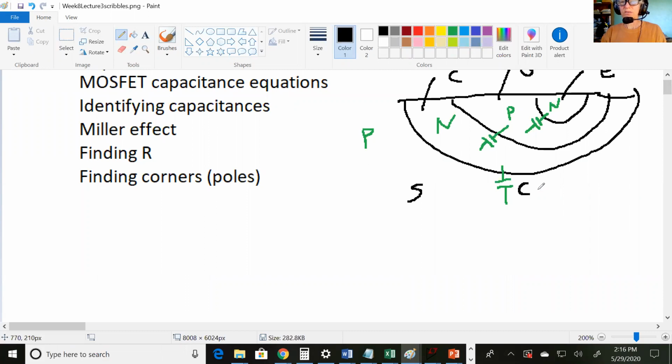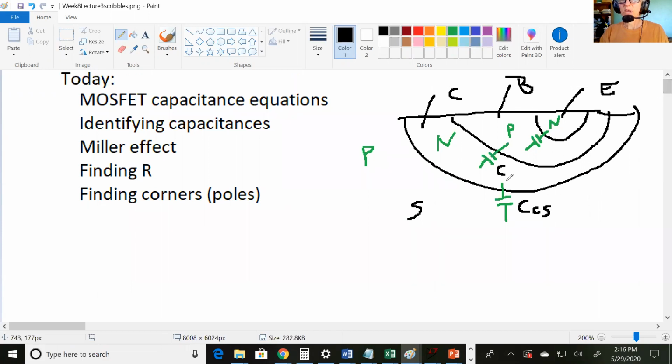And this one's called CCS. This one has 2 names. If you forget the name for me, you can call it CBC. Does anybody remember the textbook name? CMU. And then this one, again, if you forget, I'm fine with CBE. But that one has a textbook name too. Remember that one?